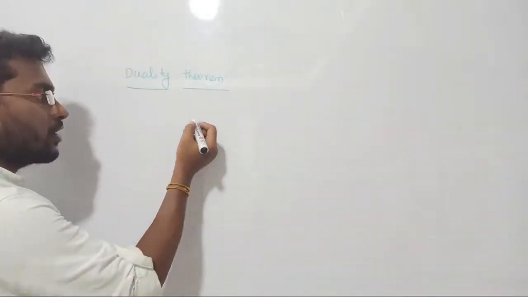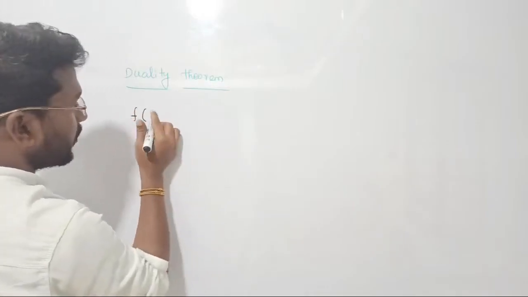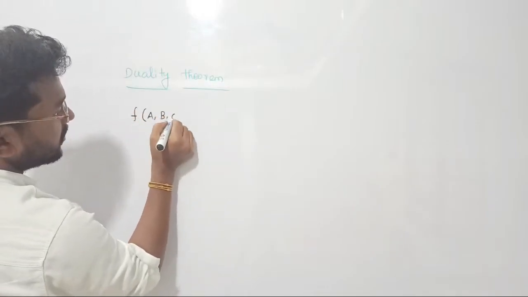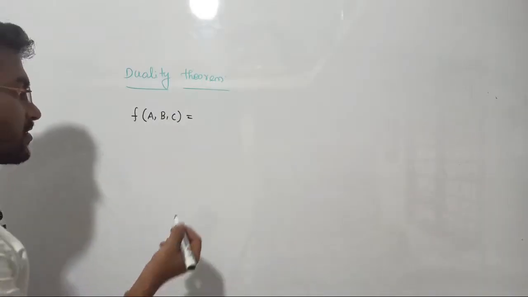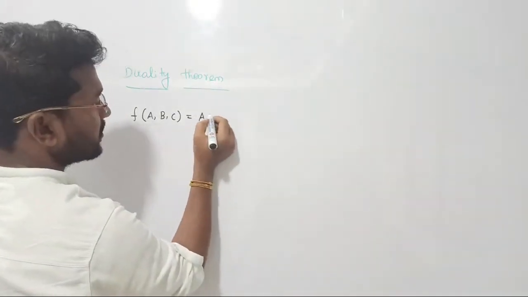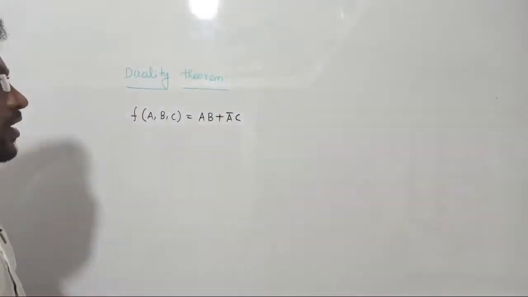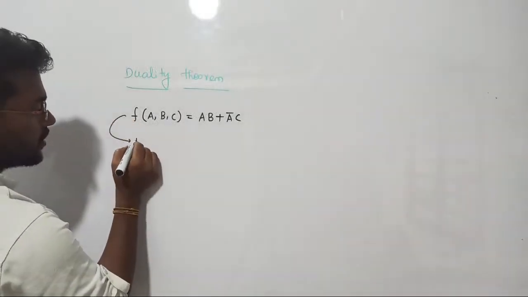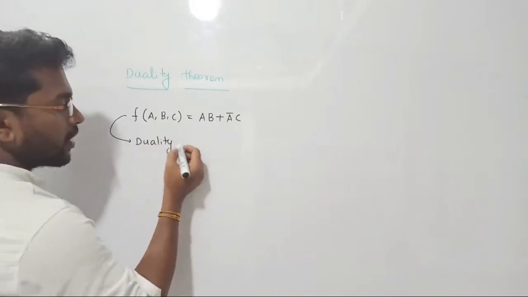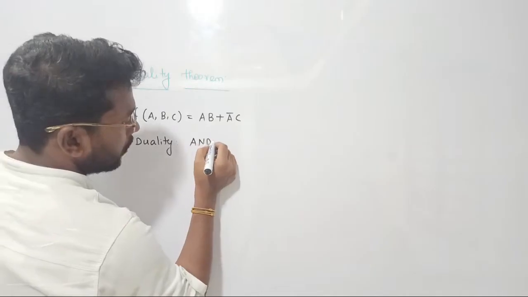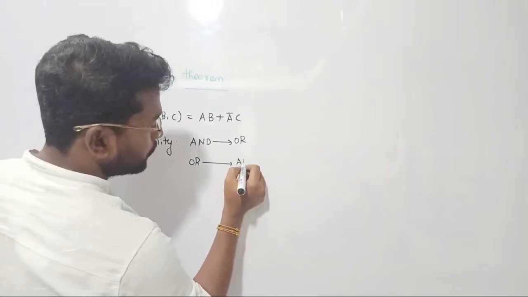Now the thing is, according to the duality theorem, if I have an expression like this, a function is defined as F of a comma b comma c. It means I'm just considering a function in terms of ABC. ABC are called independent variables, right? So let me define. I have a certain system like this, like I have AB plus A bar C. There is a term like this. Now I would like to apply duality to this function. Now what do we mean by duality, right? Let's see what happened. According to duality, AND will become OR, and OR will become AND.